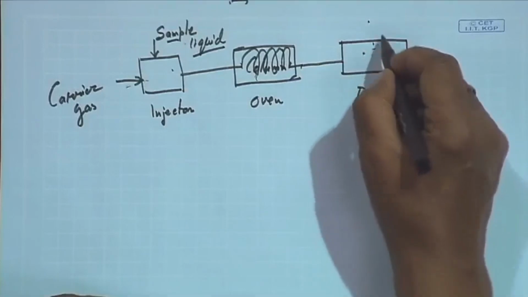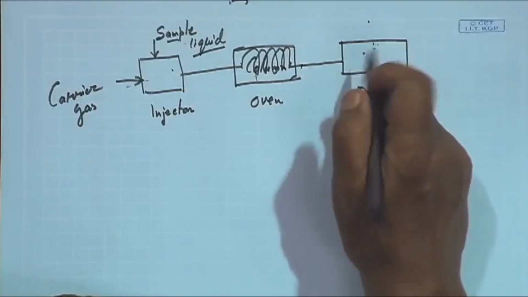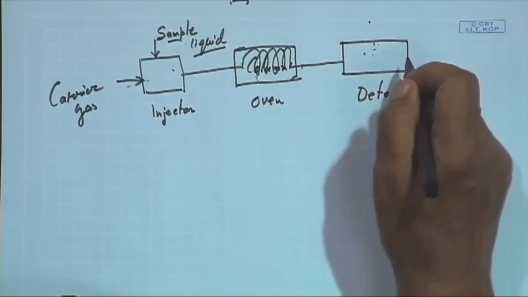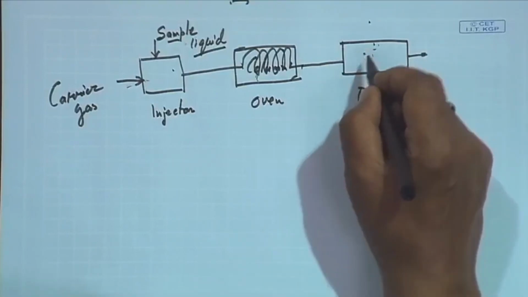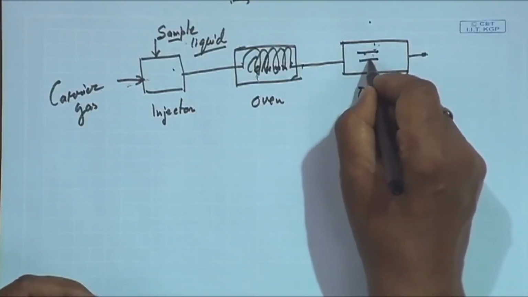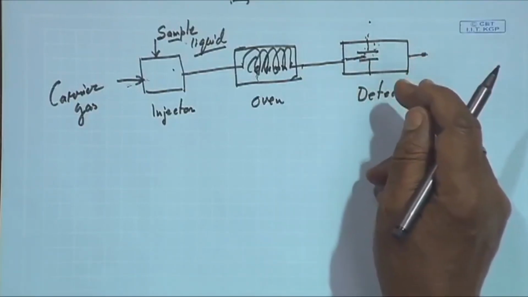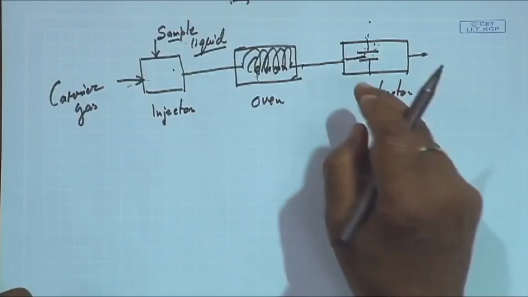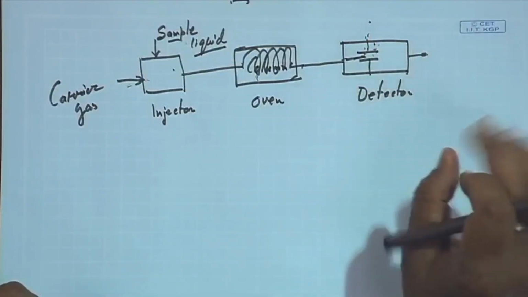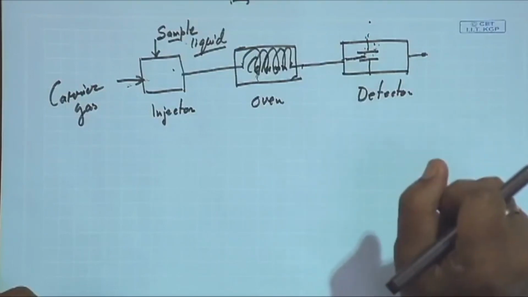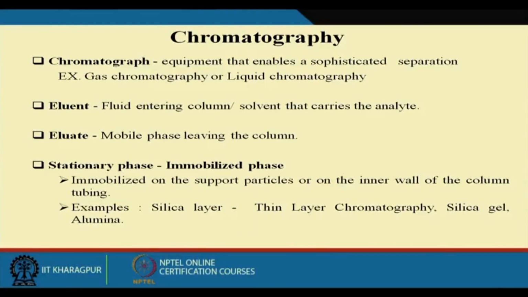Then the detector detects each component, A, B, C, D, whatever it is, one after another as it goes out like this. Here you have a kind of electrodes, and through the electrodes it passes and is connected with a kind of Wheatstone bridge arrangement, where there is a change of voltage or a change of current. On the basis of that, they detect what the different components present in the mixture are. So, this is largely used, this is called a gas chromatograph.